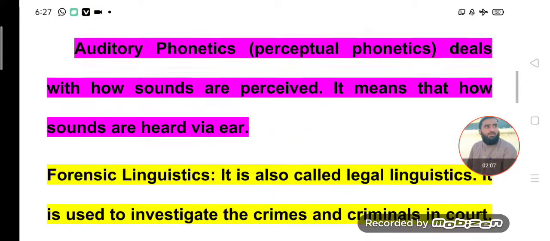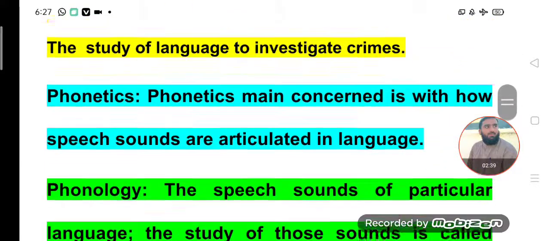And we have another branch of phonetics that is called auditory phonetics. Auditory phonetics, also known as perceptual phonetics, deals with how speech sounds are perceived. So auditory phonetics deals with the ways through which speech sounds are perceived, received, or understood. It means how sounds are heard via the ear, how we are hearing sounds. So this is the job of auditory phonetics.